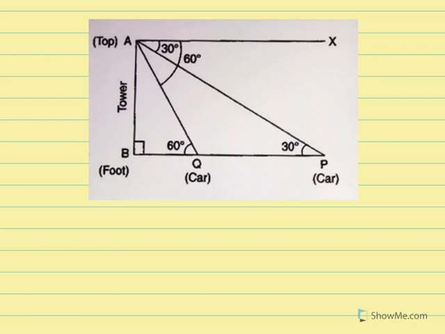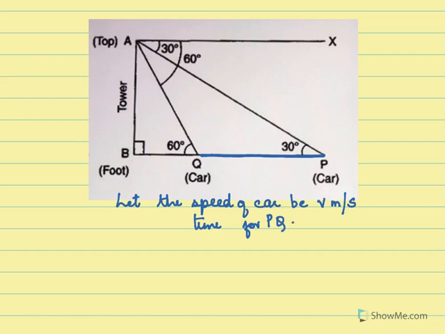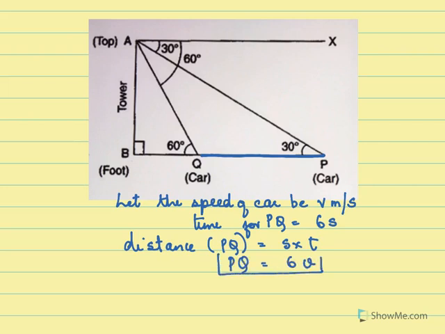To summarize the sum, the first thing we did was to find PQ. To find PQ, we said let the speed of the car be v meter per second. So the time for the distance PQ is 6 seconds. Therefore distance, which in this case is PQ, equal to speed into time, and that is 6v. So PQ was 6v. This was important.